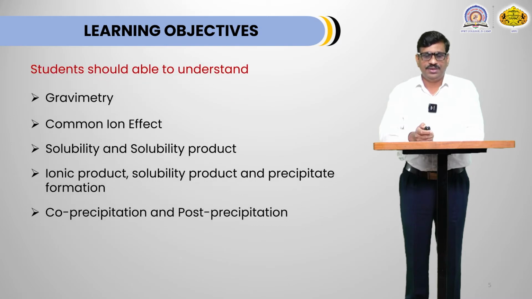Learning objective of this session. At the end of this session, students should be able to understand what is gravimetry, what is common ion effect, what is solubility and what is solubility product, ionic product, solubility product and precipitation formation, and finally students should know what is co-precipitation and what is post-precipitation.